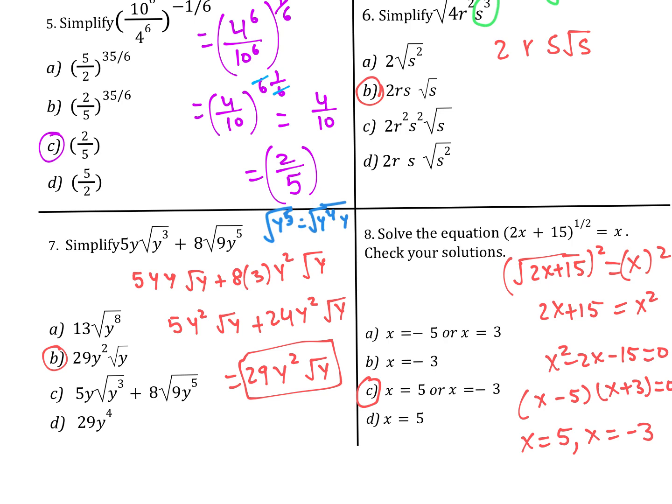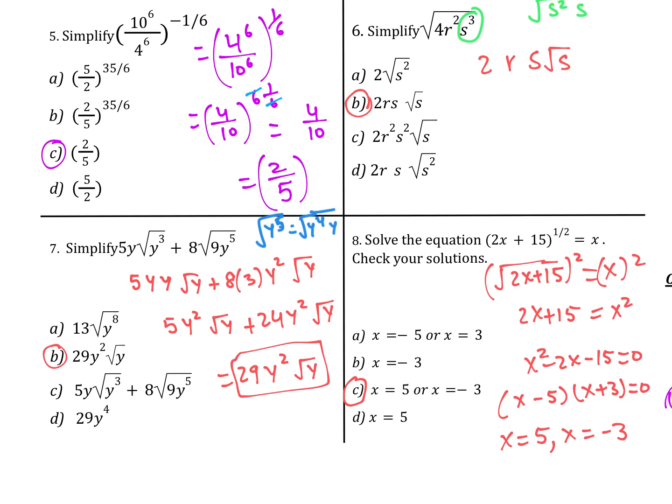For question number 8, you square both sides. This 1 over 2 means square root. Square both sides, square root and square cancel. 2x plus 15 is equal to x squared. Subtract 2x and subtract 15 on both sides, you got this quadratic equation.